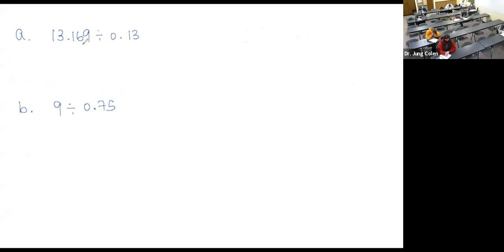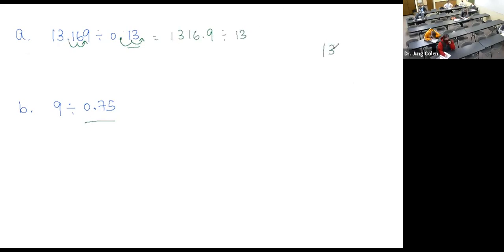Okay, so help me out. What would you do here? You want to change the divisor to a whole number, so you need to multiply by 100 for both, right? So you're moving the decimal point to the right by 2, and doing the same thing to the dividend, right by 2. So we have 1316.9 divided by 13, right?